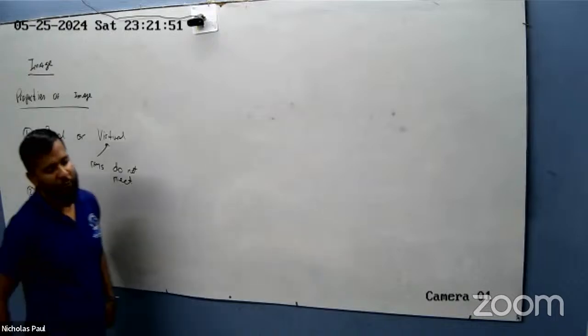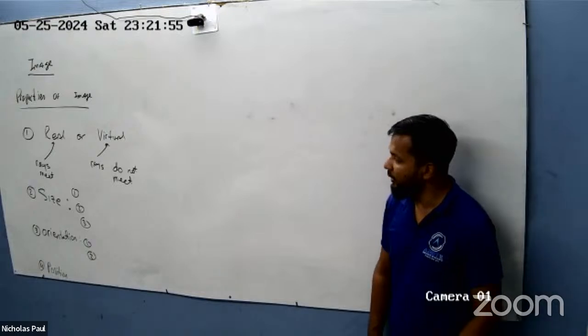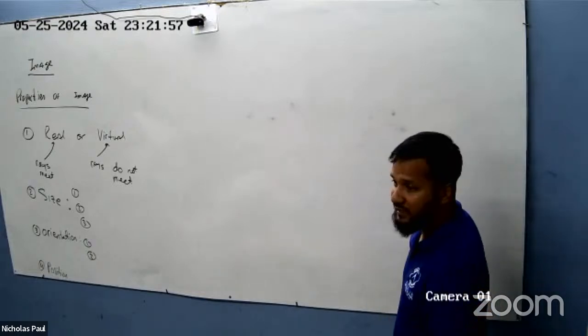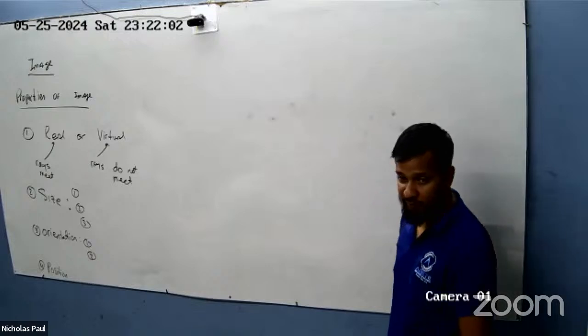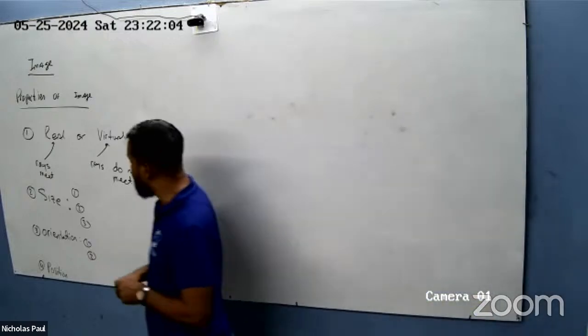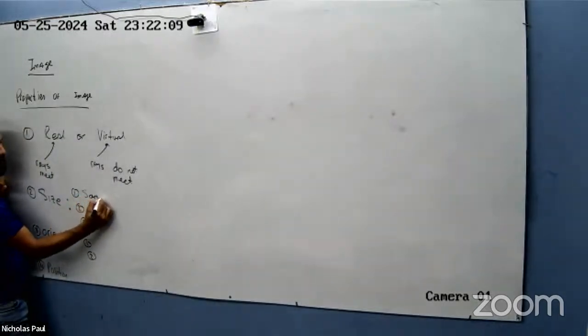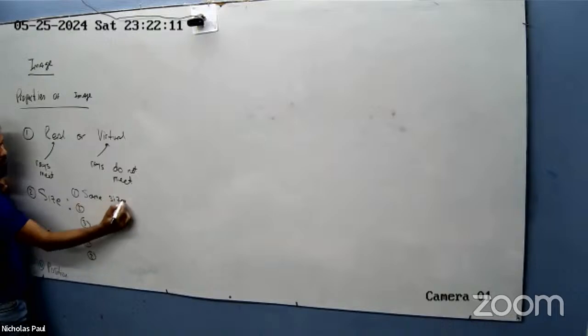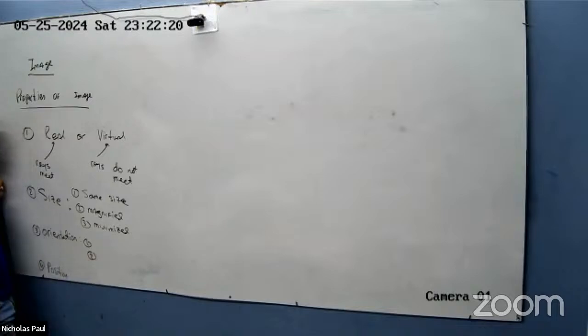All right. So the four things that we need to learn about: if it's real or virtual, their size, their orientation, and their position. When I refer to size, I want to know if they remain the same size, or if they are magnified, or if they are minimized. Right? I want to know those three things.